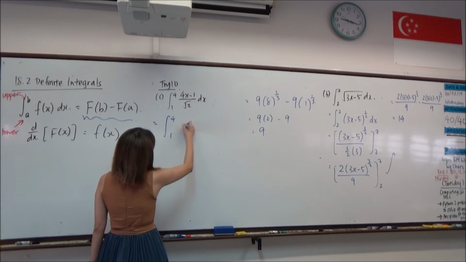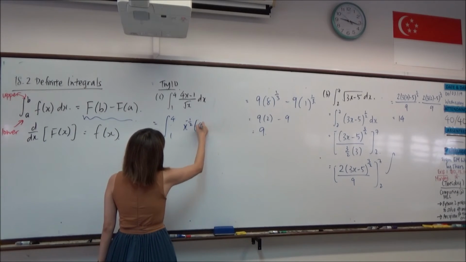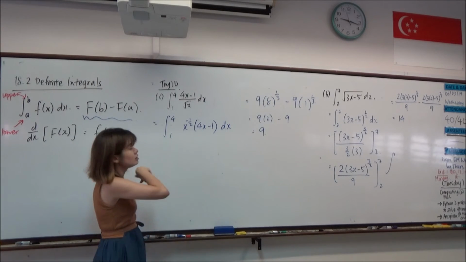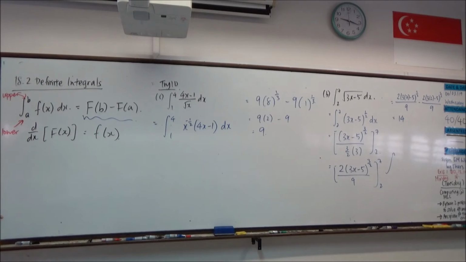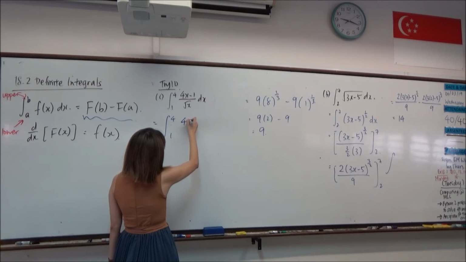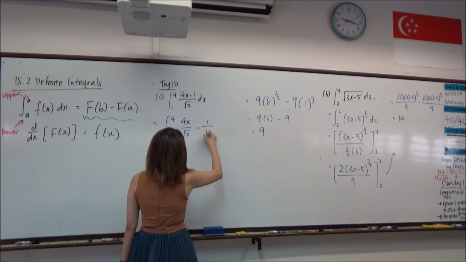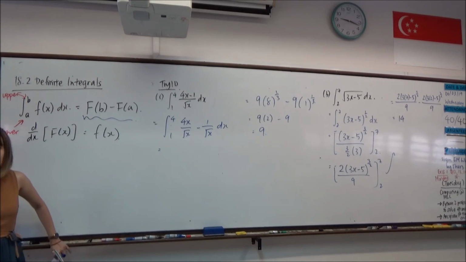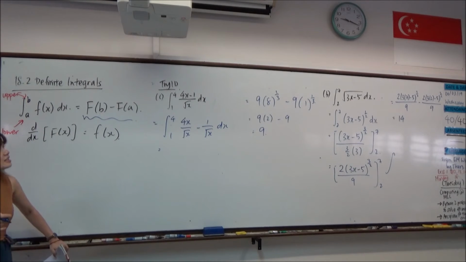So that means x to the power of negative half, 4x minus 1 dx. Is that what you mean? Separate. What do you mean by separate? 4x over square root x minus 1 over square root x. Then what? Rationalize. You can, nobody's stopping you, but it doesn't seem to be necessary.